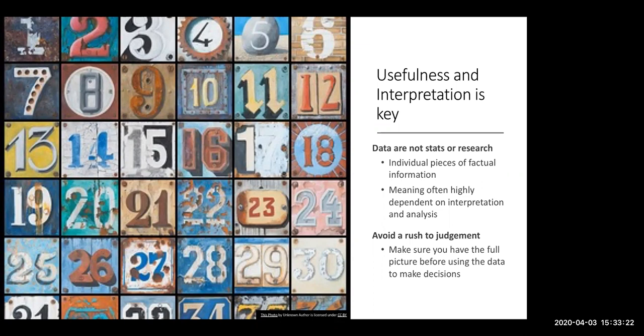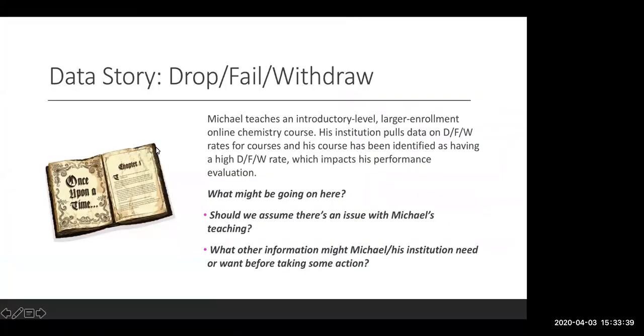So it's really important to also avoid a rush to judgment. So sometimes when we look at those numbers, like maybe we're looking at those DFW rates and we see them climbing and we panic, but make sure you have the full picture before you start to really interpret the data and use it for decision making. Okay, so that does lead us into our first data story.